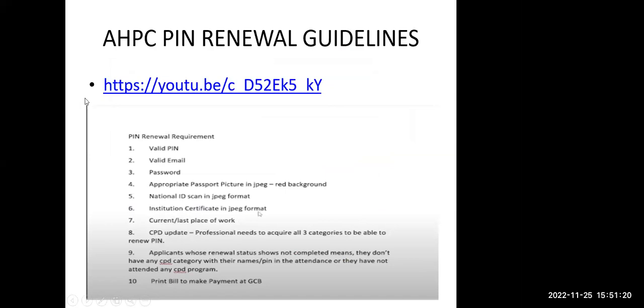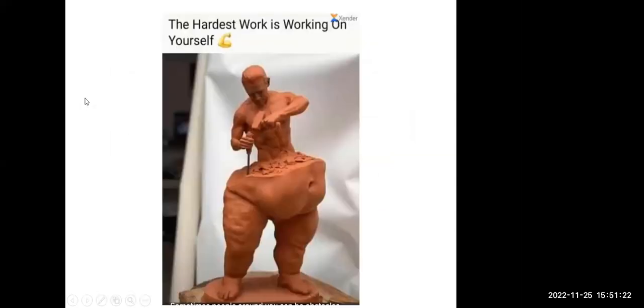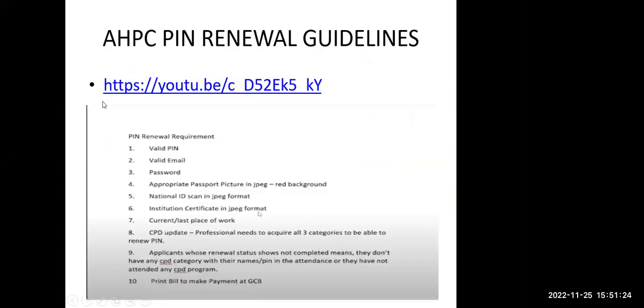It's a YouTube link. But basically, what you need is a valid PIN. You need a valid email, which you would have used to register on the AHPC platform. You need a valid passport, and you need a password which only you should know. And then your picture should be on a red background. That's if you've not yet registered on the platform. But if you have, you can update this information.